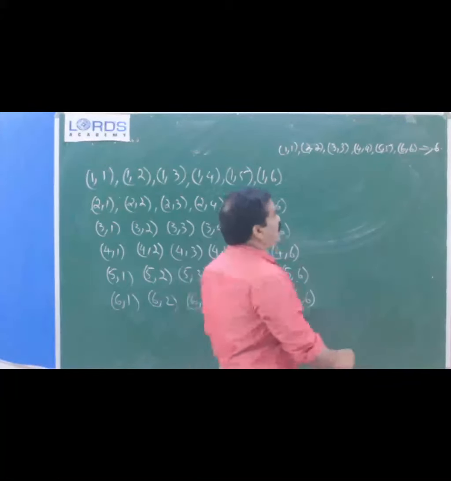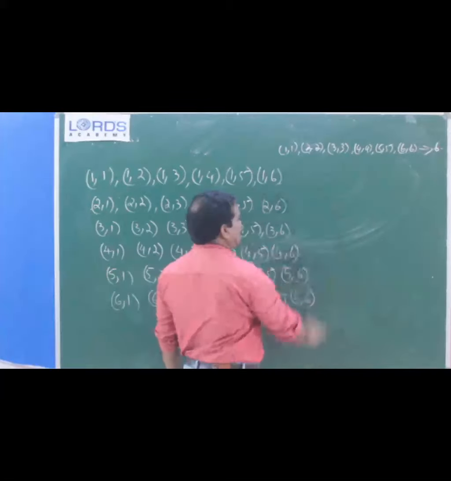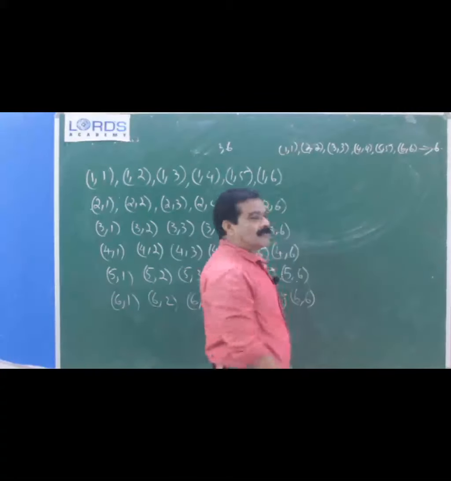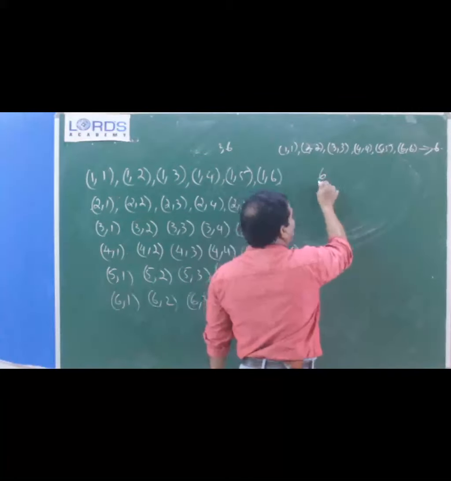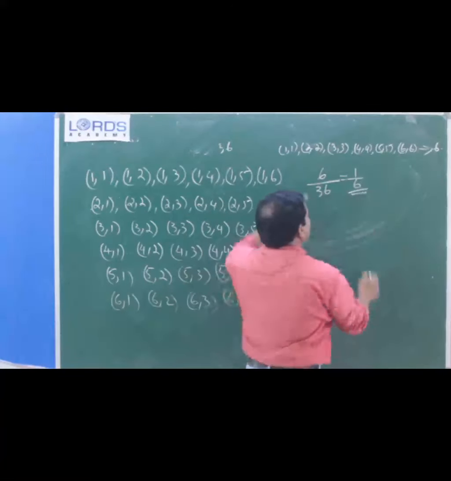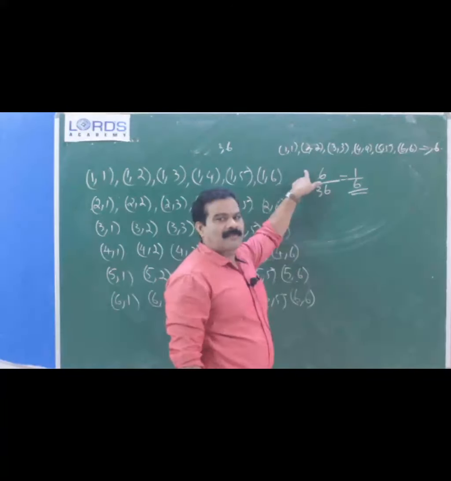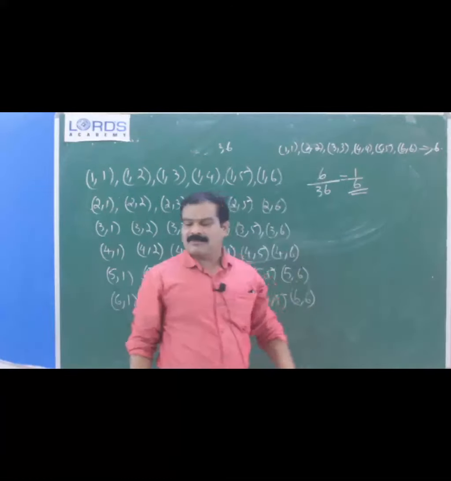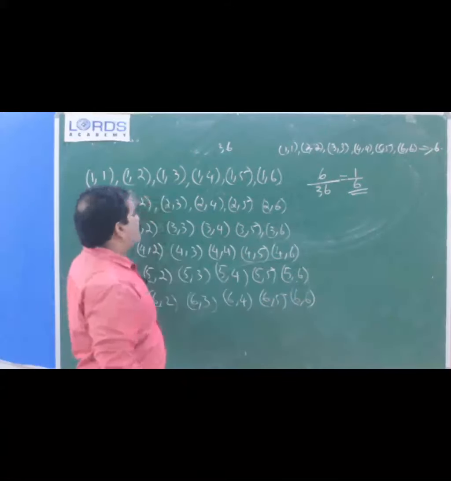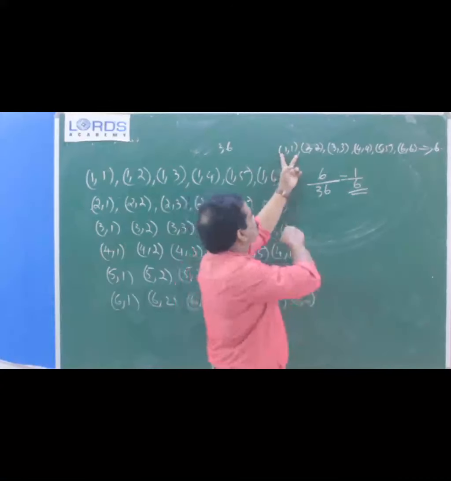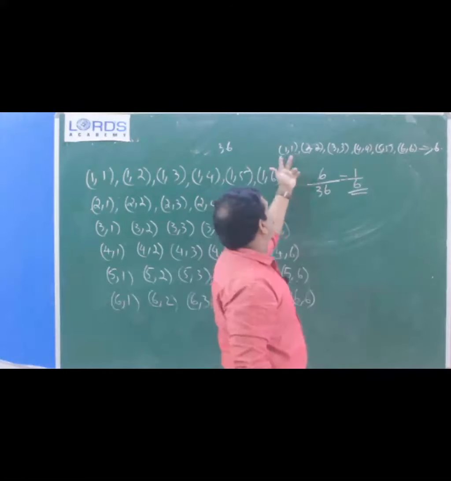Okay. Therefore, total cases are 36. Then probability of getting a doublet is equal to number of favorable outcomes by total possible outcomes, 6 by 36, that is equal to 1 by 6. You have to write the formula there. Then the first is over. I think all of you understood this part. Next, this is very easy. For a doublet, each die should exhibit the same number. That is a doublet, 1 1, 2 2, etc.